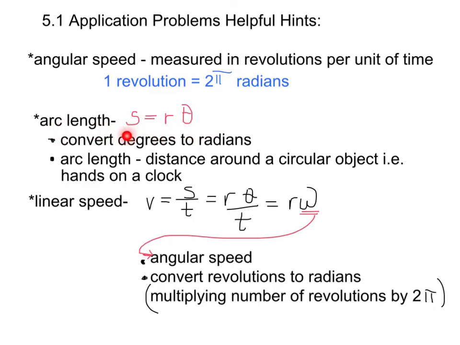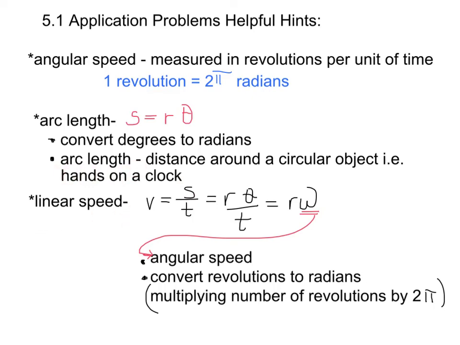Arc length, this is the formula, S equals R times theta, which is your central angle. Make sure that you convert those degrees to radians. And then arc length in a word problem, they may ask you for arc length, and then sometimes they'll use distance around a circular object. For example, they may say hands on the clock, or how far did the minute hand move, or how far did the second hand move. Then you know that they're really asking you to find the arc length.